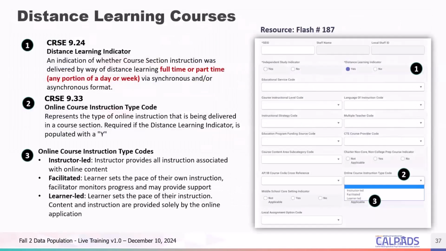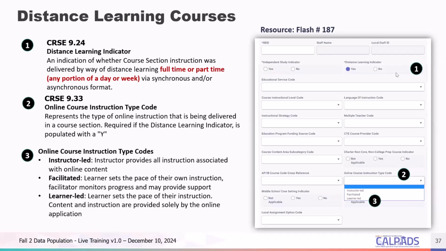Let's move on to discuss distance learning for a slide here, and you can find the information in this slide in Flash 187. And this slide shows a user who's in the process of populating a distance learning course. The distance learning indicator is the field labeled 1 here. And the distance learning indicator indicates whether course section instruction was delivered via distance learning, either full-time or part-time, in either a synchronous or an asynchronous format.